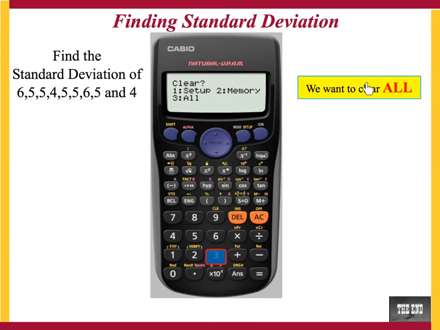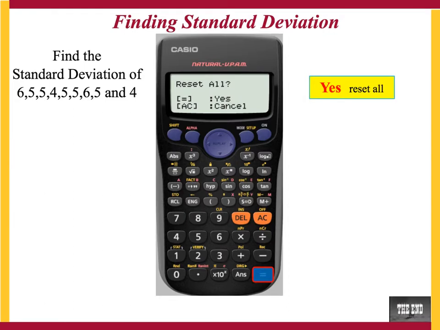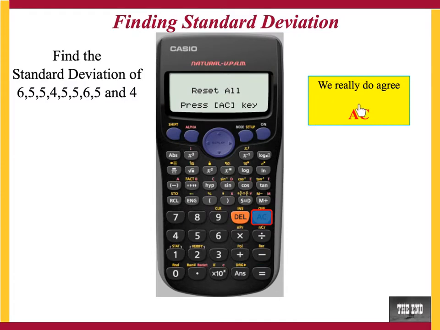So we want to clear all, so this is going to come up on the screen. So we're going to press the number 3 because that has all beside it. So we press the number 3, and then press yes to reset all. So yes has an equals in front of it, so we press the equals button. And then we have to press the AC button. So to reset all, press the AC key. So it's this key here.